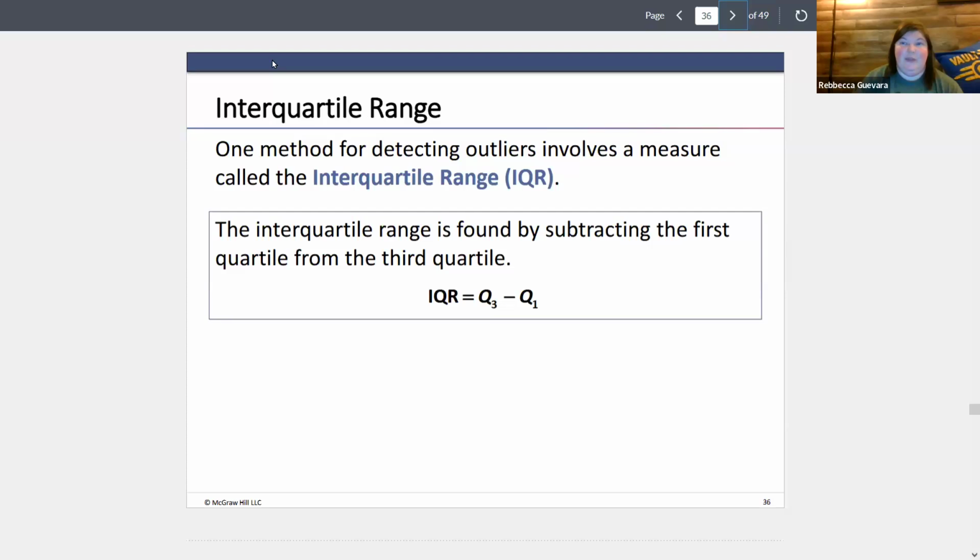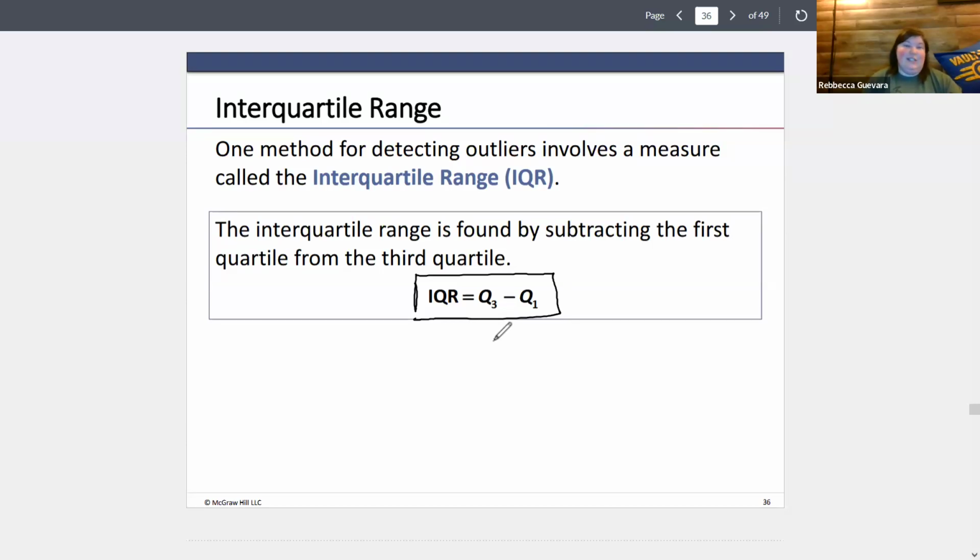Okay, so one more thing that we need to add is something called an interquartile range. One method for detecting outliers involves a measure called the interquartile range. The interquartile range is found by subtracting your first quartile from the third quartile. So if you're looking for this interquartile range, it's Q3 minus Q1.